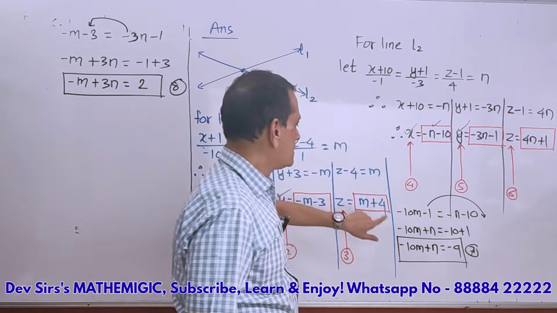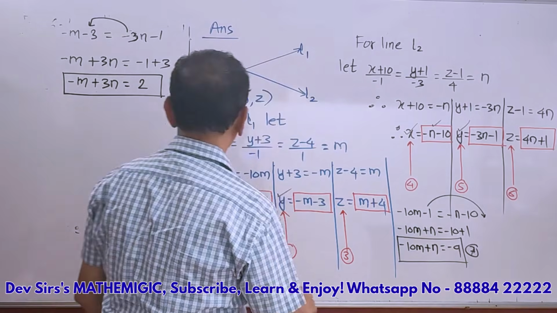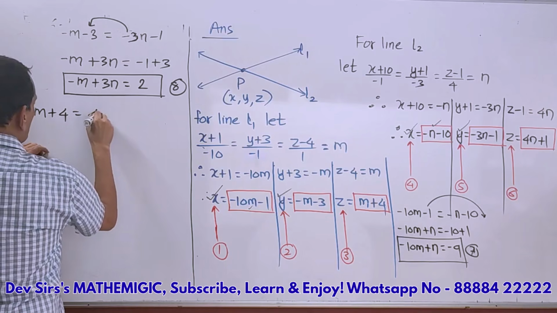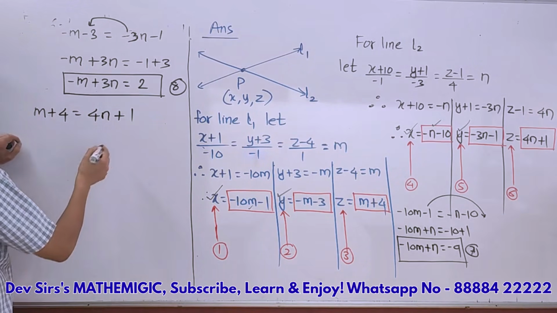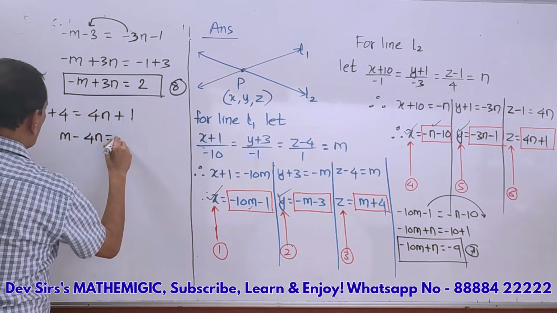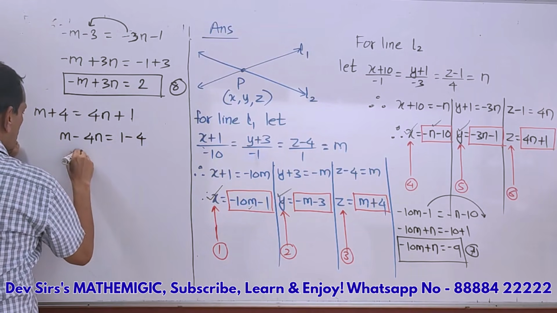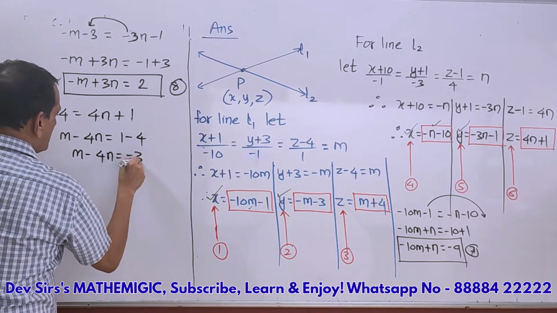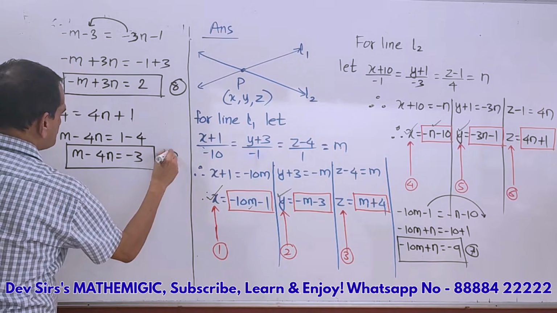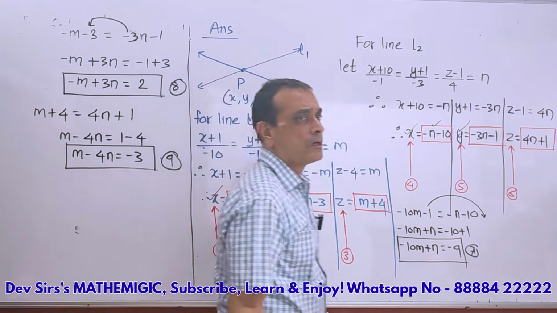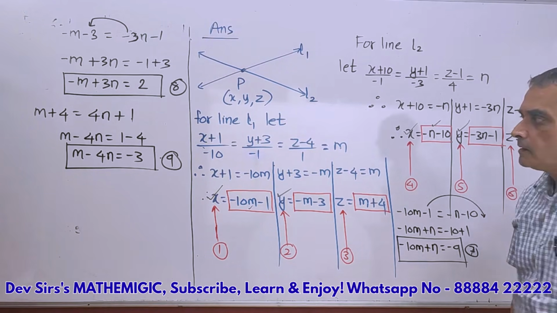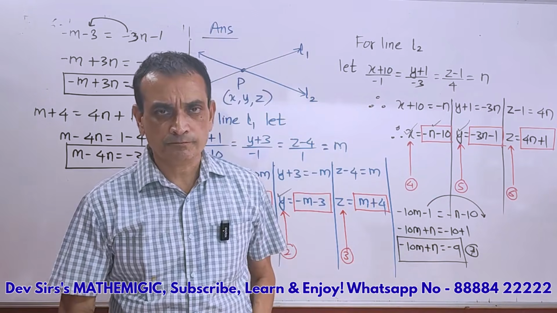z equal to z. So m plus 4 equal to 4n plus 1. So m minus 4n is equal to 1 minus 4. So m minus 4n equal to -3. We have 3 equations, 7, 8, 9 done. Right. That's it. It's almost over now.